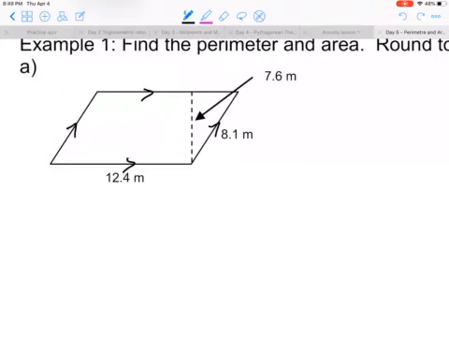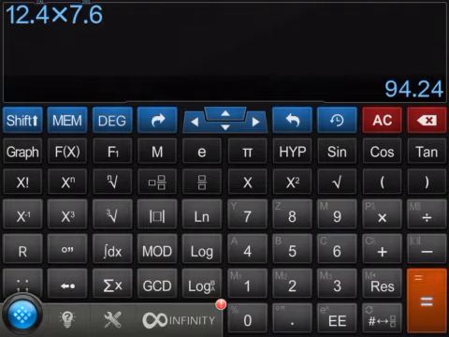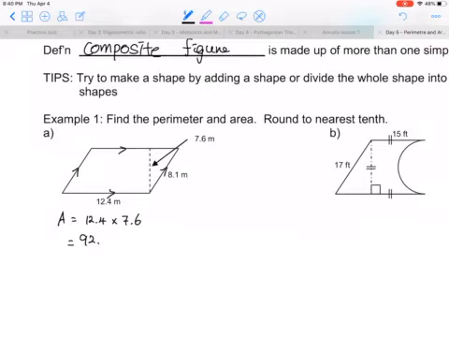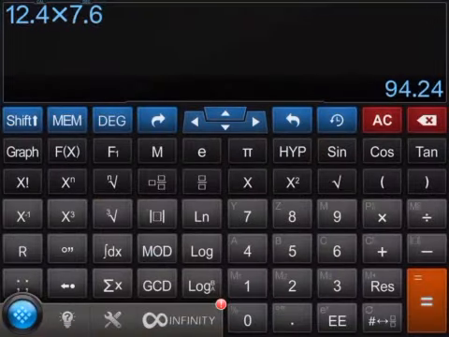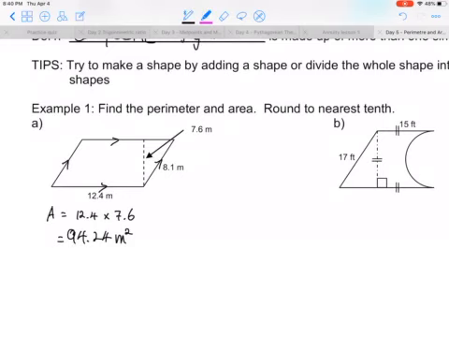Okay, so your area is then 12.4 meters times 7.6 meters. So 12.4 times 7.6 gives me 94.24. Now remember, it's square meters. Remember, the area of a 2D shape is always squared. The problem is, though, it says nearest tenth.